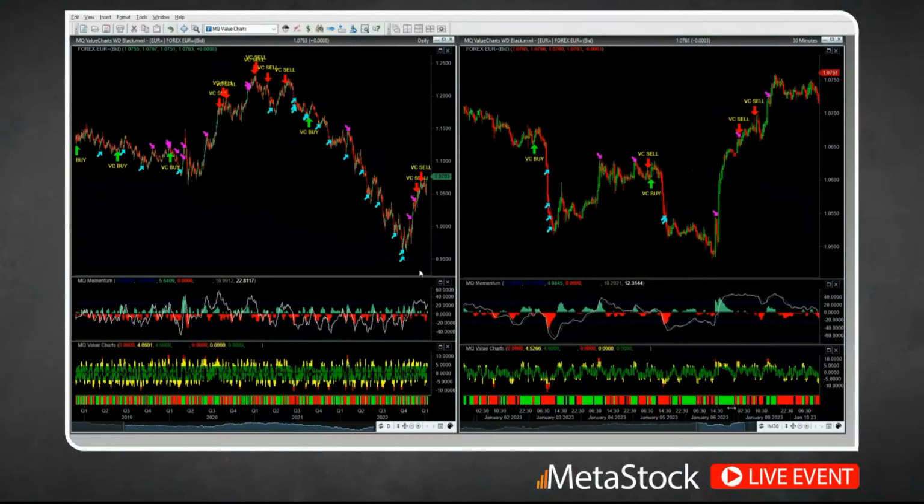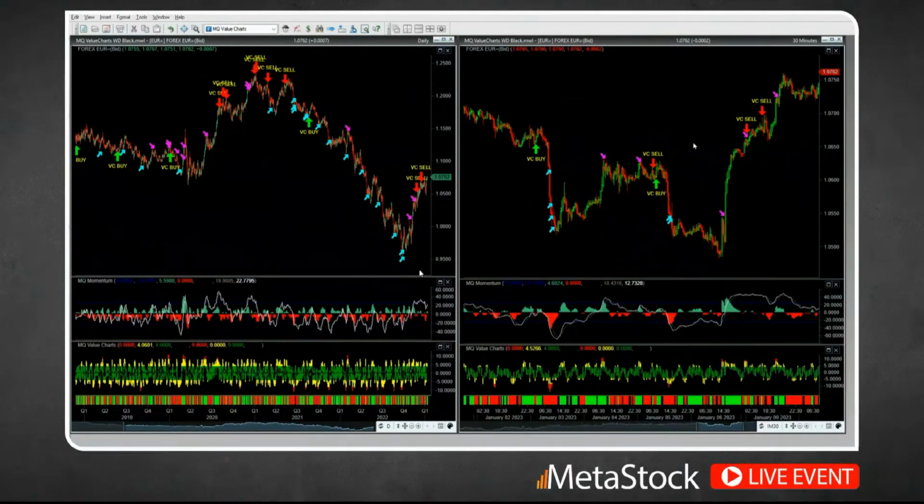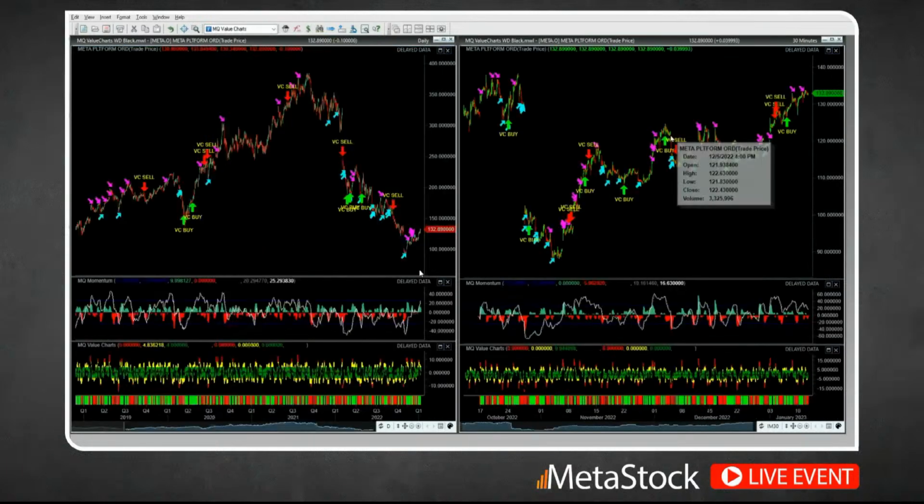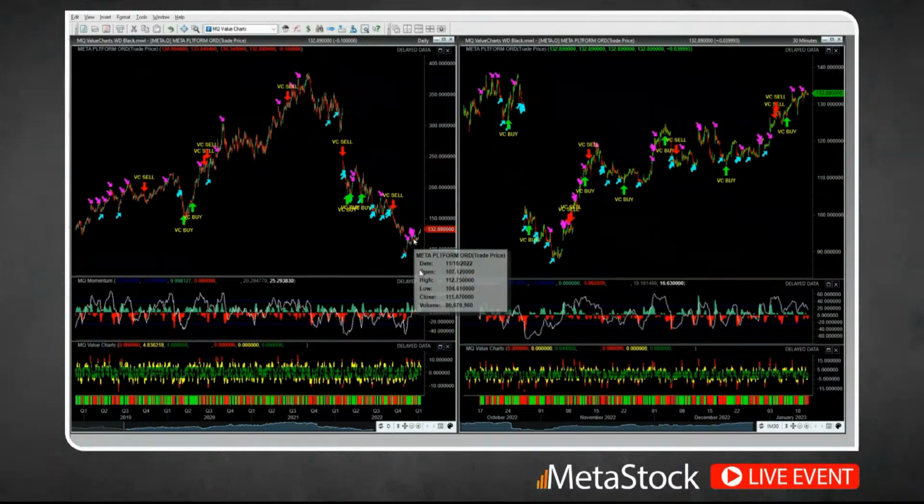We have a request to look at Meta. So not Metastock, but just Facebook. META.O. Yep, I got that one. All right, so we're under a VC buy signal right now. So that's on the 30-minute chart. Okay, but we're still under bearish pressure to hold the prices down here. We had a VC sell back here.